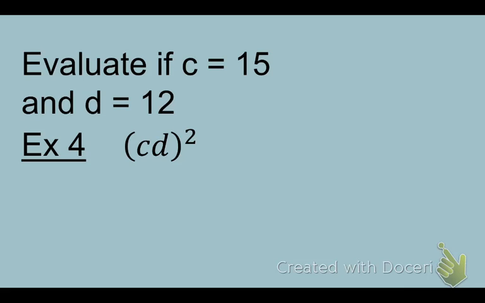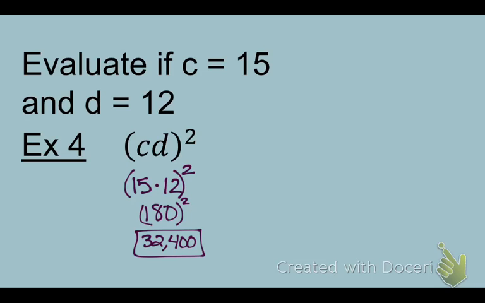Alright, so same evaluation directions. Evaluate if C equals 15 and D equals 12. Example 4 is now inserting parentheses. I will have parentheses around multiplication if I want you to do that first before the exponent. So, I want the quantity of CD raised to the second power. So I put 15 times 12 in first. And then I'm going to raise that value to the second power. Then I'm going to square that. Alright, so the final answer, 32,400.